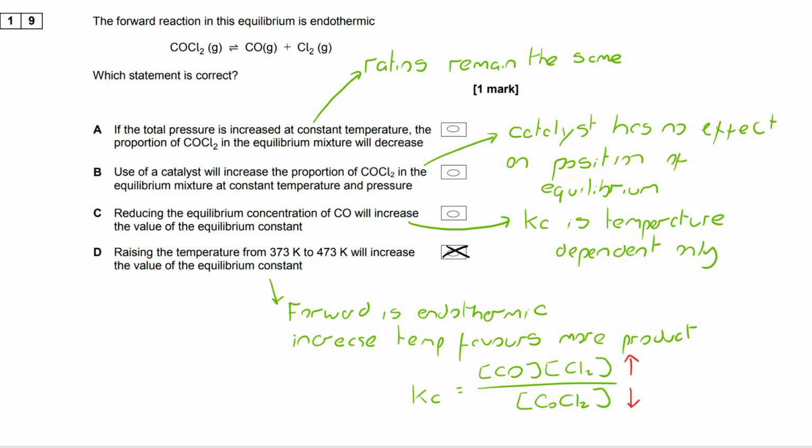The forward reaction is endothermic. If I increase the temperature, that will favour more product. So my concentrations of CO and Cl2 will go up, and my concentration of CoCl2 will go down. Now, if I just consider putting those numbers into the expression for Kc, I can see that that will cause the equilibrium constant to go up.